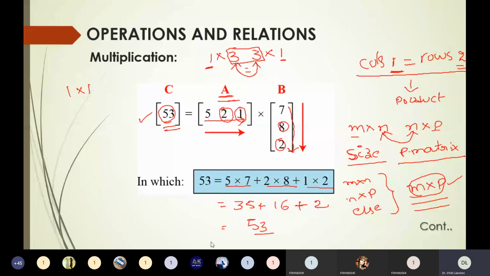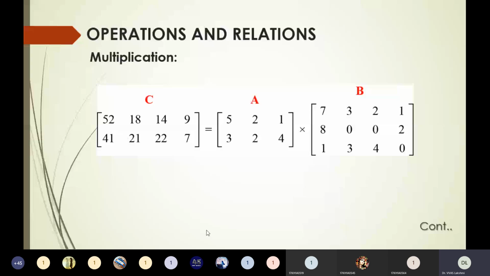So next. This is the multiplication operation performed on matrices where the number of rows and number of columns are large, or more than one. So here, what is the size of A? Size of A is 2 rows, 3 columns, 2 into 3. And what is the size of B? 3 into 4. 3 rows, 4 columns.